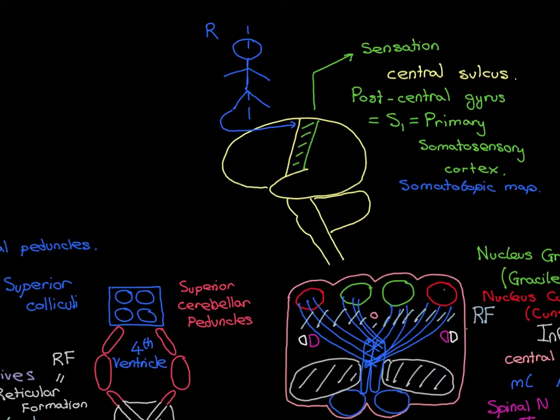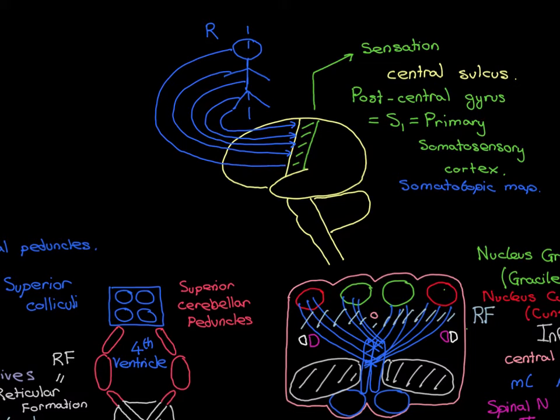The foot goes right at the top, the lower limb goes further down, the trunk goes further down still, and it continues. The arm goes further down still, and it's all looking very pretty at the moment. Let's see if I can maintain it looking pretty. And the head region goes further down still. Excellent. That is the basics of the somatotopic map for the primary somatosensory cortex.